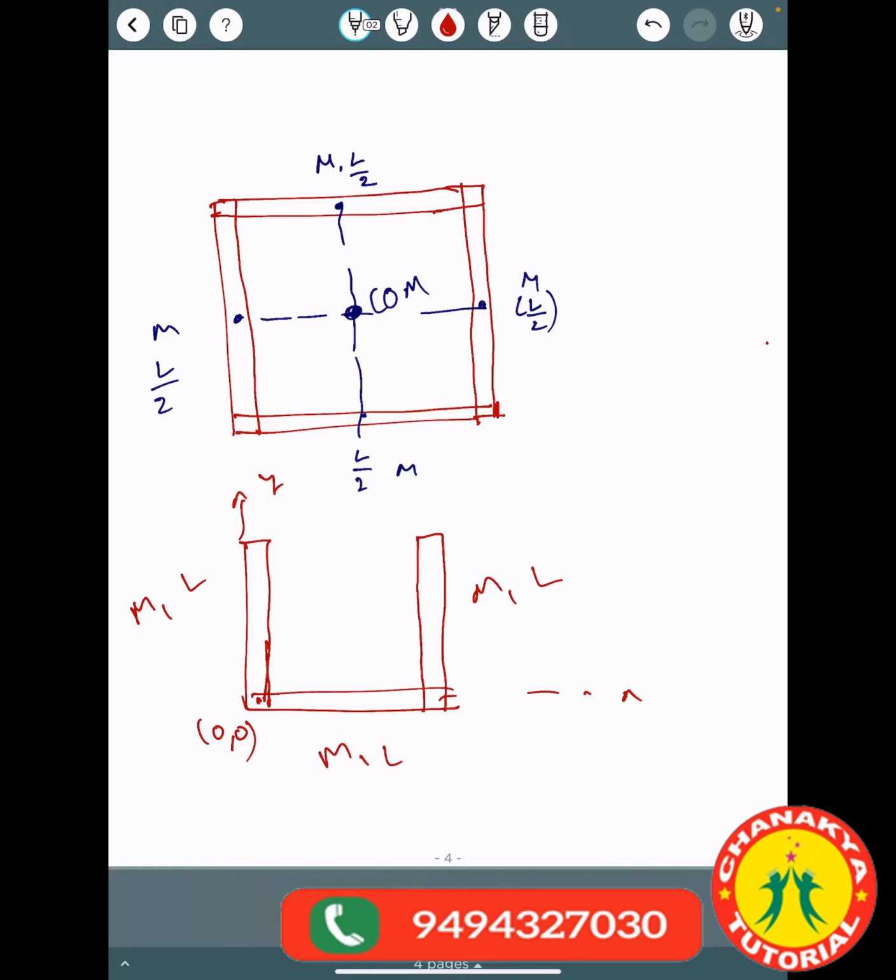Write all x and y coordinates of all three rods, then calculate for x, then calculate for y. That's it.